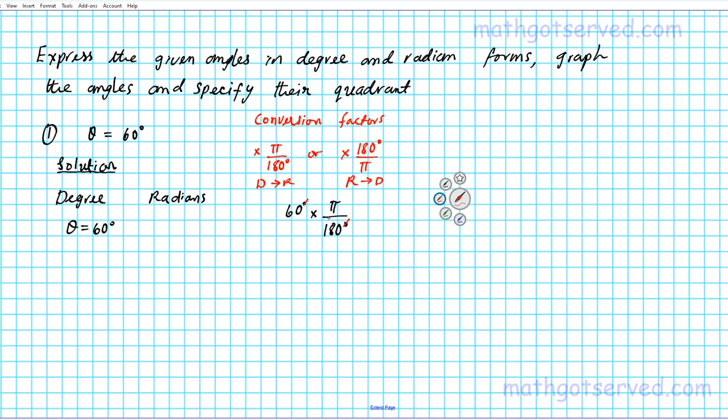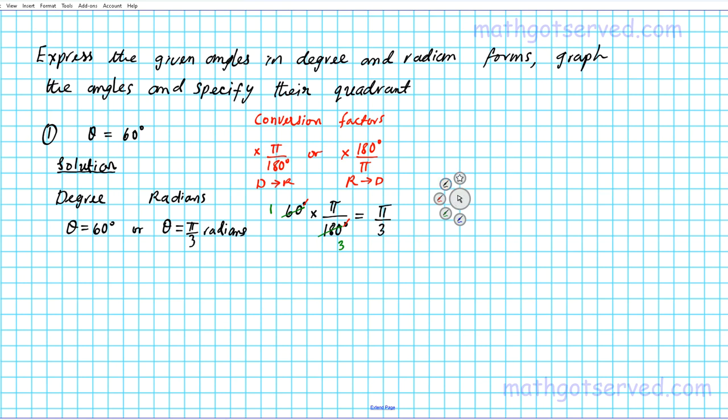All right, so now let's simplify this, or we can cancel out. 60 goes into 180, right? So 60 goes into itself once, and it goes into 180 3 times. Multiply across, you're going to have 1 times pi over 3 radians as the radian measure. All right, so theta is equal to 60 degrees, or theta, exactly the same angular measure in radian form, is pi over 3 radians. Okay, so now let's go ahead and graph it.